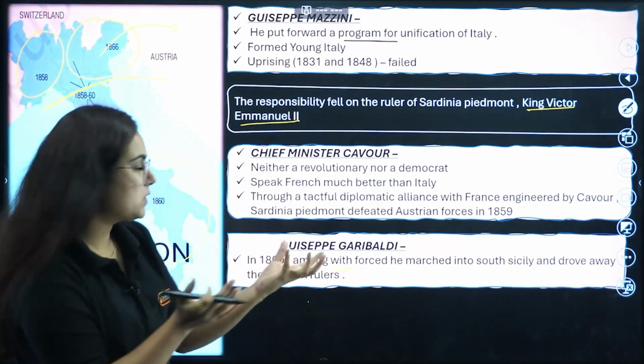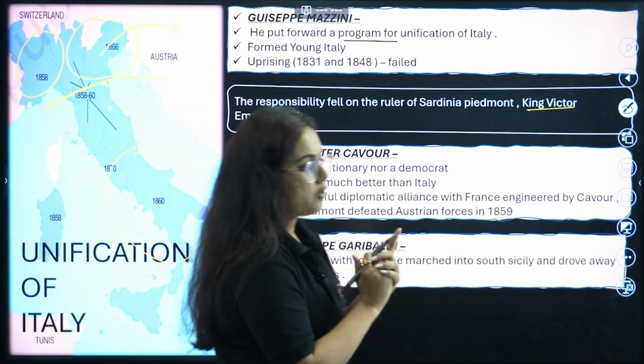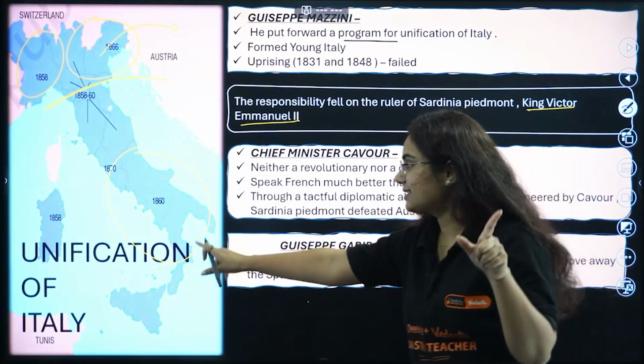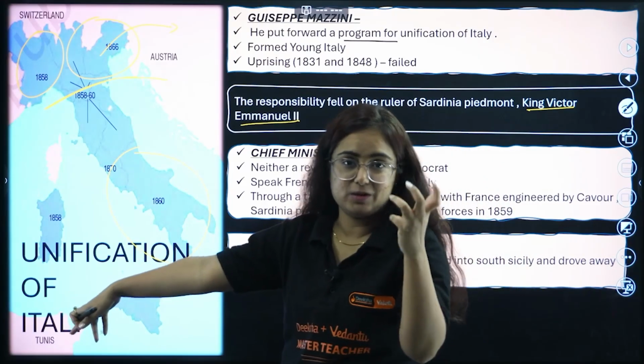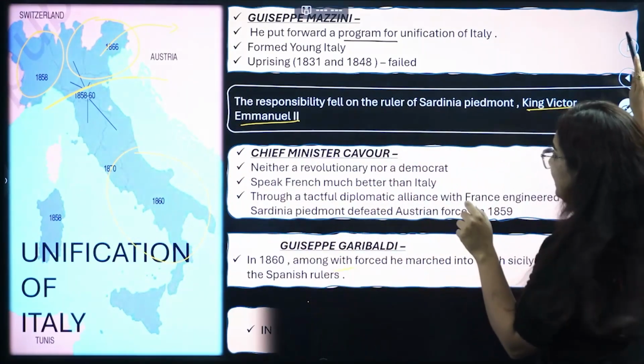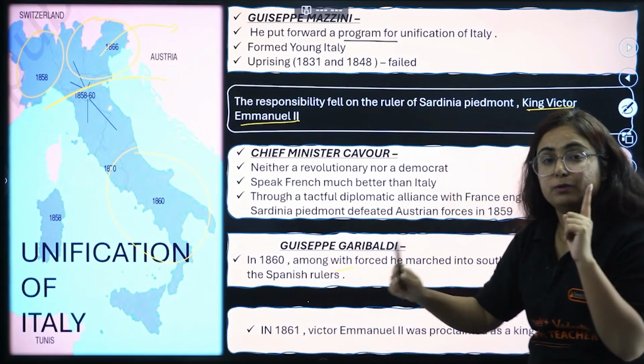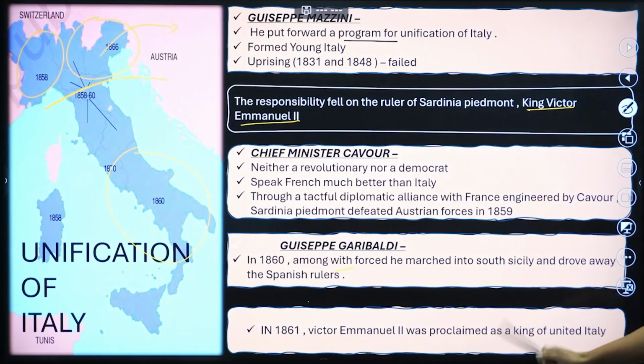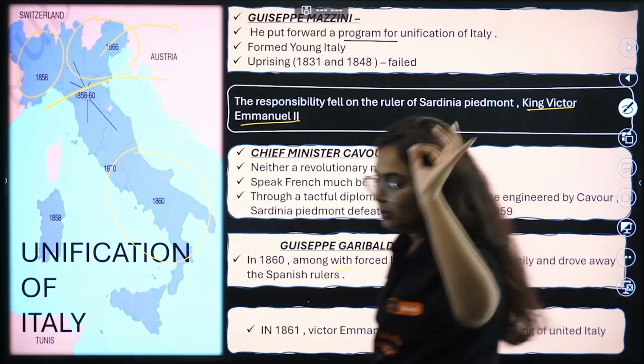So war was fought against the Spanish ruler. They were driven away. In 1860, the southern state, Sicily, became part of United Italy. And finally, in 1861, with Victor Emmanuel II as the head of the nation, it was proclaimed as a united Italy.